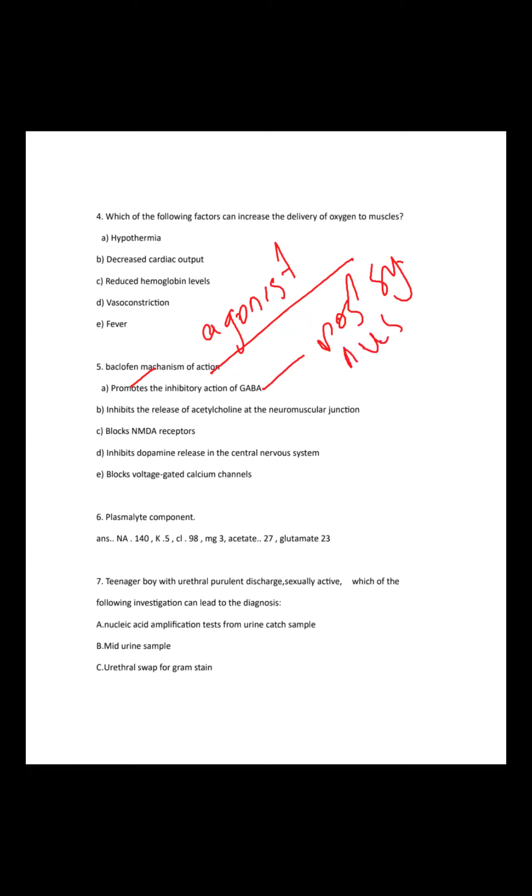So it basically works on the GABA receptors and promotes the inhibitory action of GABA. Yes, so it basically promotes, meaning it is an agonist. Inhibitory action on the postsynaptic neurons at the muscle plate. Okay, so yes, this is right.